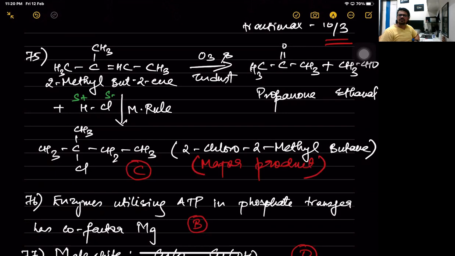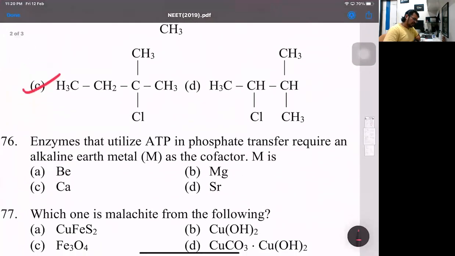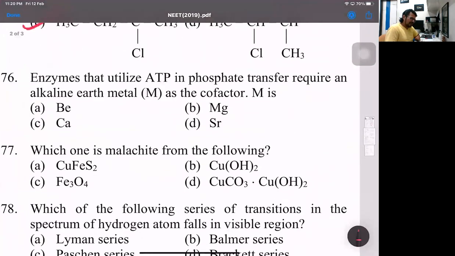According to Markovnikov's rule. Okay. So 75 is C. Then the enzyme that utilizes ATP in phosphate transfer, the alkaline earth metal, that's nothing but magnesium over there. That's again a line we have, S block elements, that is the biological importance of alkaline earth metals. 76 is B.